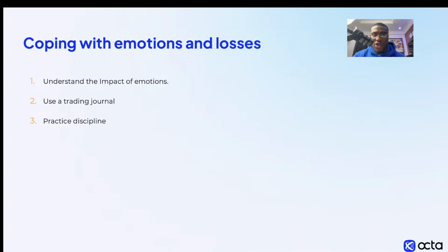How do you cope with emotions and losses? First, you have to understand the impact of emotions. We have fear and we have greed, and they affect every trader. Fear can prevent you from making good trades. Greed can push you into bad ones. It's good that you recognize these emotions when they arise. Once you feel scared, or you feel greedy and want to place more trades, recognize that and withdraw yourself from the market, not your funds, so you don't make rash decisions. Use a trading journal as well. You have to be accountable.